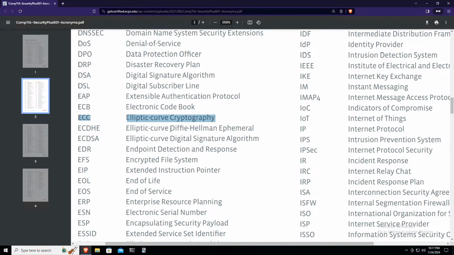ECDHE, elliptic curve Diffie-Hellman, ephemeral. And then we got ECDSA, elliptic curve digital signature algorithm. So I'll have to do a little bit more reading on these and how they're different from the original ECC.